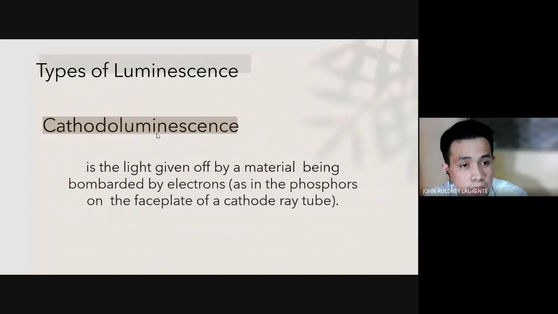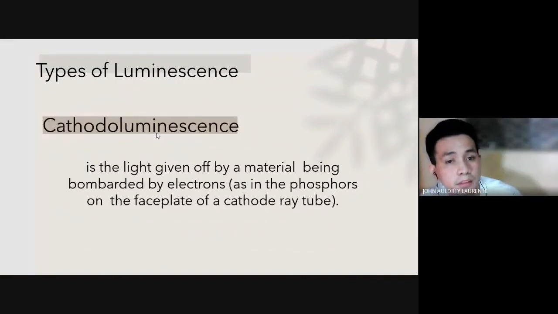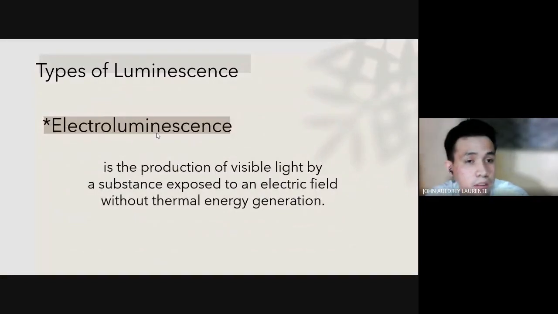Cathodoluminescence, on the other hand, is the light given off by material being bombarded by electrons, as in the phosphor on the faceplate of a cathode ray tube. So this is an example of cathodoluminescence. And of course, electroluminescence as well is a type of luminescence, wherein it is the production of visible light by a substance exposed to an electric field without thermal energy generation. So by the help of an electric field or electric current, electroluminescence happens or is produced.